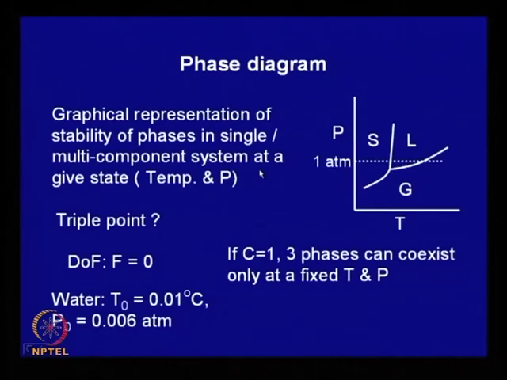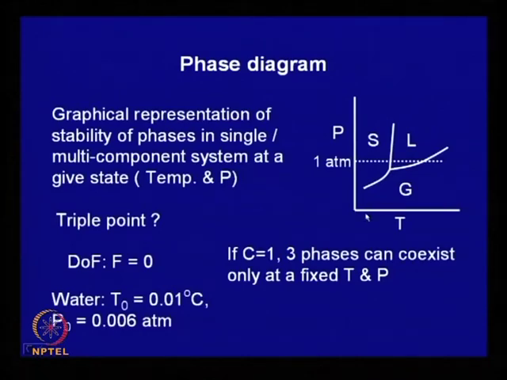Now, what is a phase diagram? Basically, a phase diagram is a graphical representation of the stability of phases in a single or multi-component system at a given state. A state is defined in terms of control variables, and usually only two of these, out of temperature, pressure and volume, you can control. For most practical purposes we can control temperature and pressure.